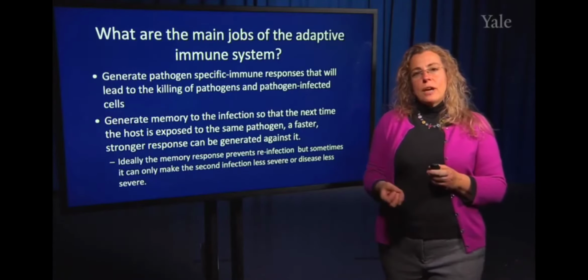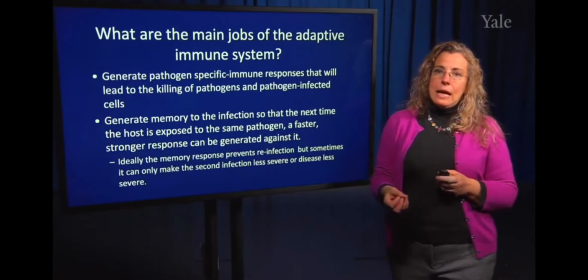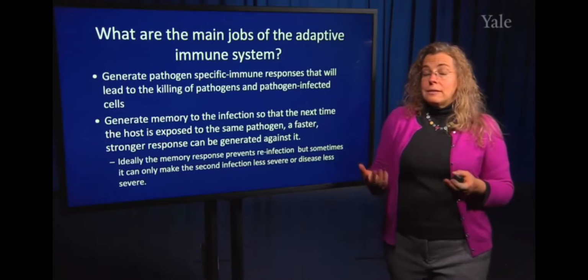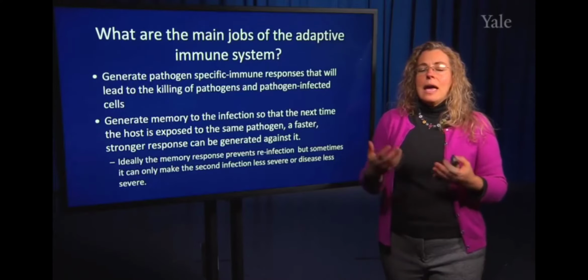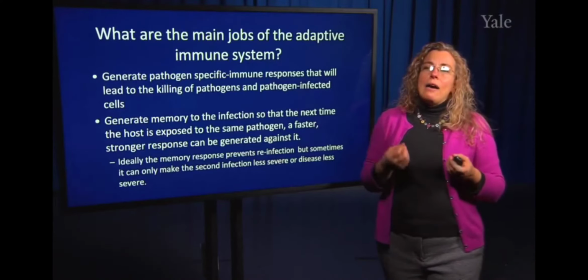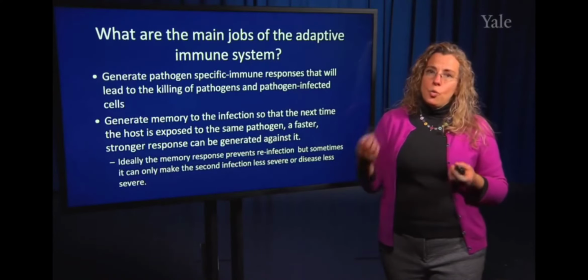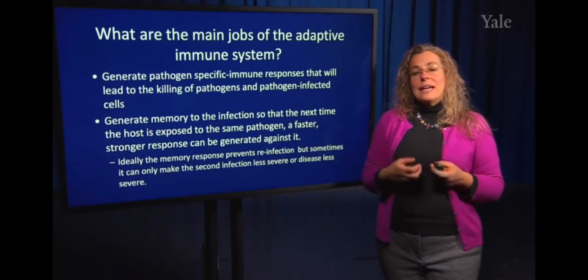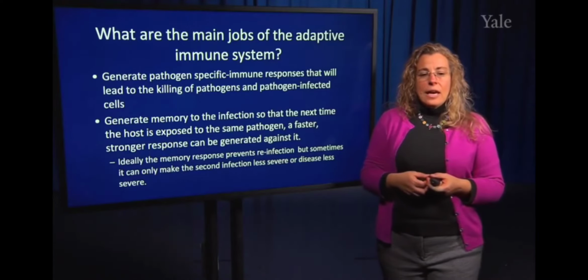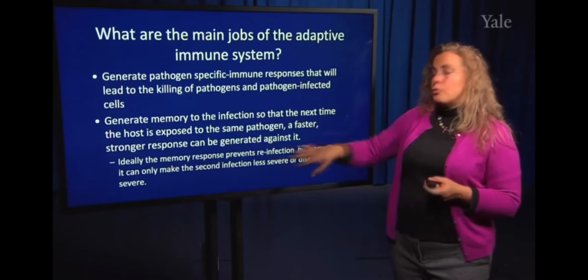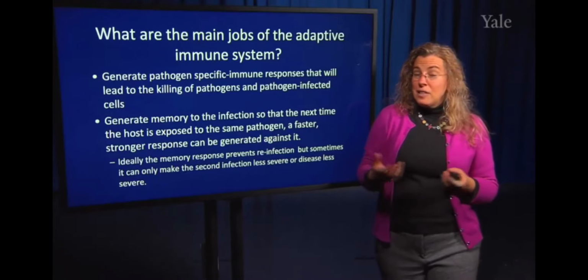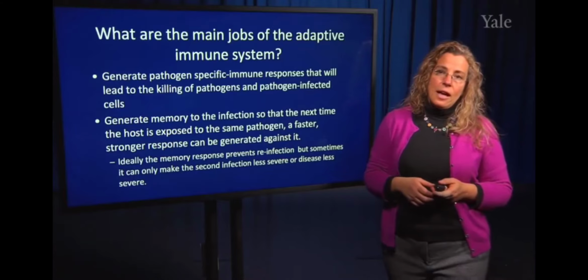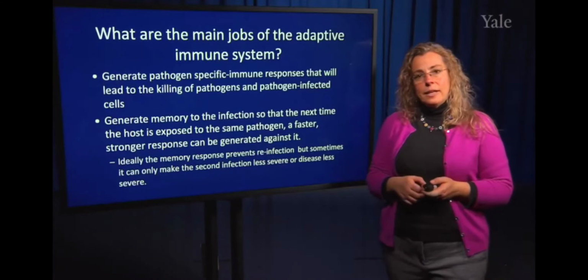So the first time you get an infection, you're going to get sick, but then hopefully you never get that infection again. For instance, if you get smallpox once and you survive, you will have memory and immunity to it, and you won't get sick again. And that's all based on the adaptive immune response. Now, again, ideally it prevents reinfection, but sometimes it can only prevent you from feeling sick even though you're still infected. And that would be the case with a disease like malaria.